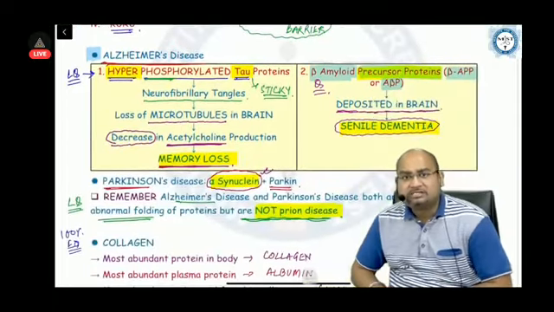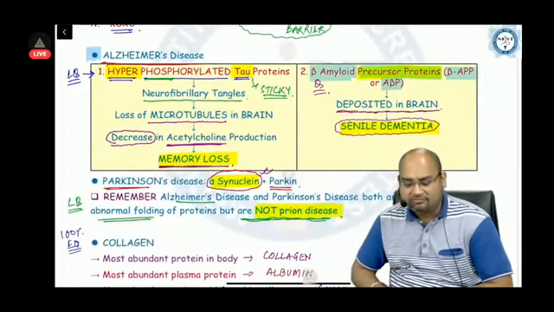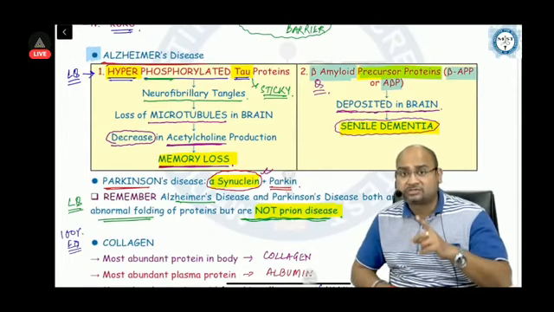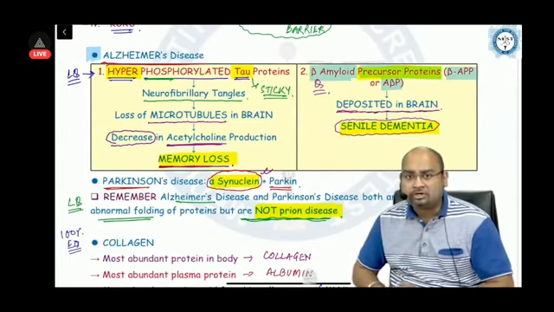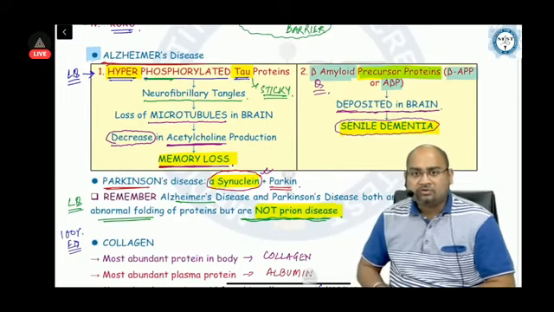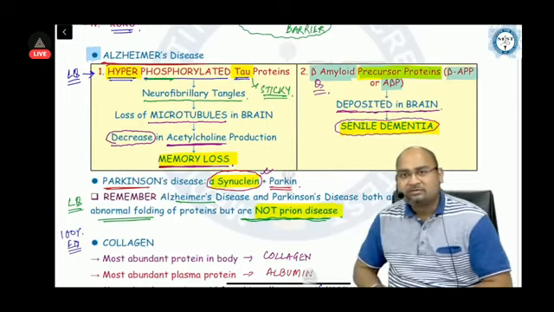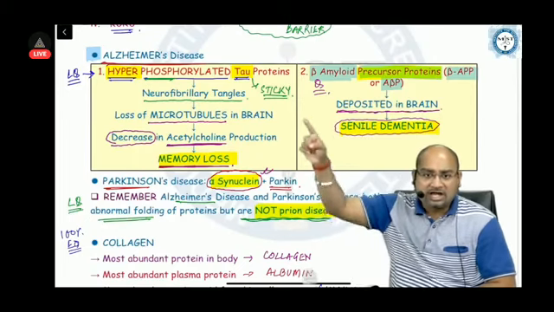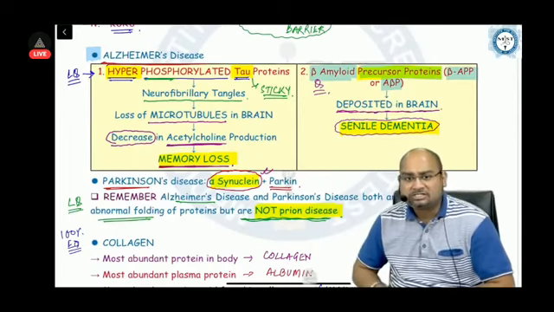Alzheimer's and Parkinson's both have abnormal proteins. In Alzheimer's, it is hyperphosphorylated tau, not normal tau. Please try to understand, beta ji. Normal tau is okay, but hyperphosphorylated tau is sticky. They will form the neurofibrillary tangles. Microtubules will be lost, causing memory loss.